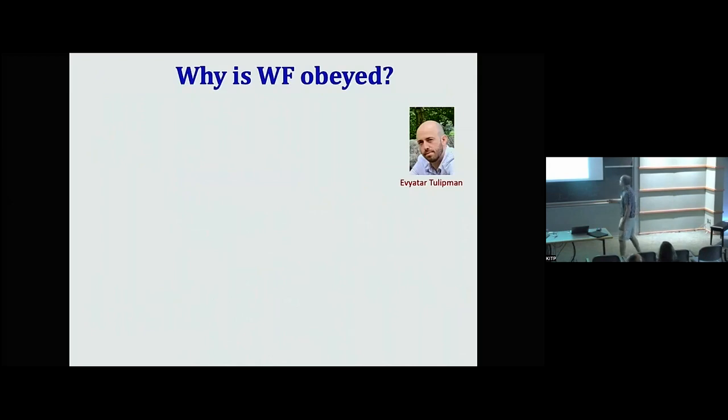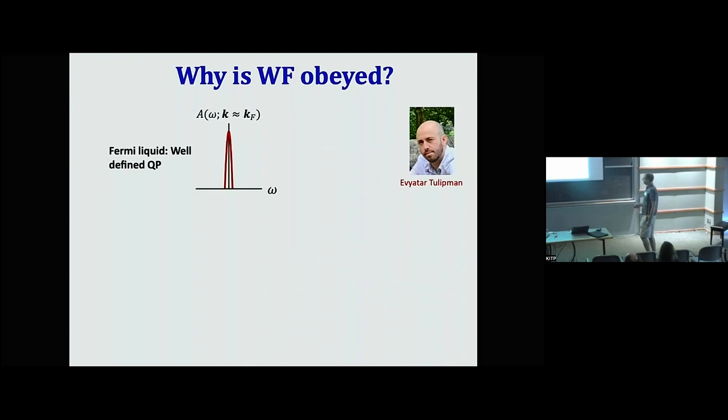Okay, so two quick notes. The first one is, why is the Wiedemann-Franz law actually obeyed, even though it's a non-Fermi liquid? We understand the Wiedemann-Franz law in terms of well-defined quasi-particles, but here there are none. So why is it obeyed nevertheless? We don't completely understand, but this is our way to understand it formally. We know that in a Fermi liquid we have well-defined quasi-particles, which means that the electronic spectral function close to the Fermi surface is very sharply peaked as a function of omega. In a non-Fermi liquid, this is not the case.